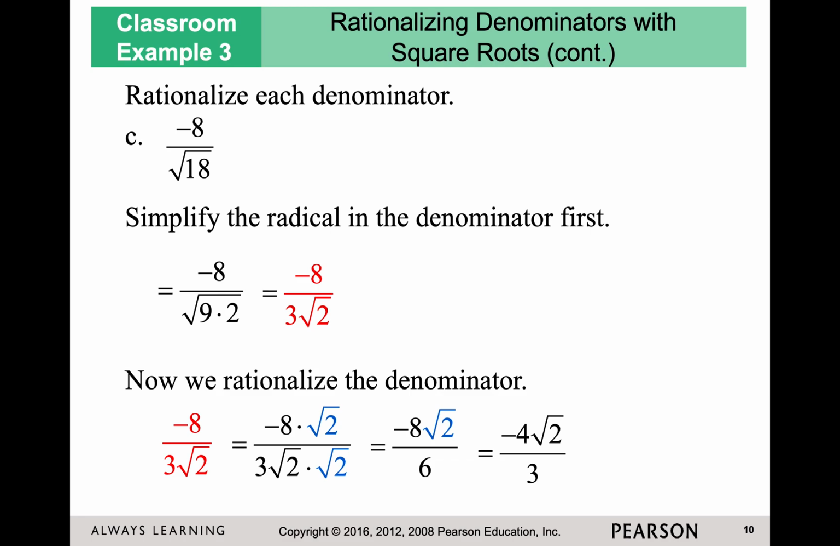And then what happened in this final step, I can reduce 8 over 6. I can divide both of those by 2, and I get 4 over 3. Again, the lab is going to expect you to fully reduce all fractions and to rationalize all denominators.